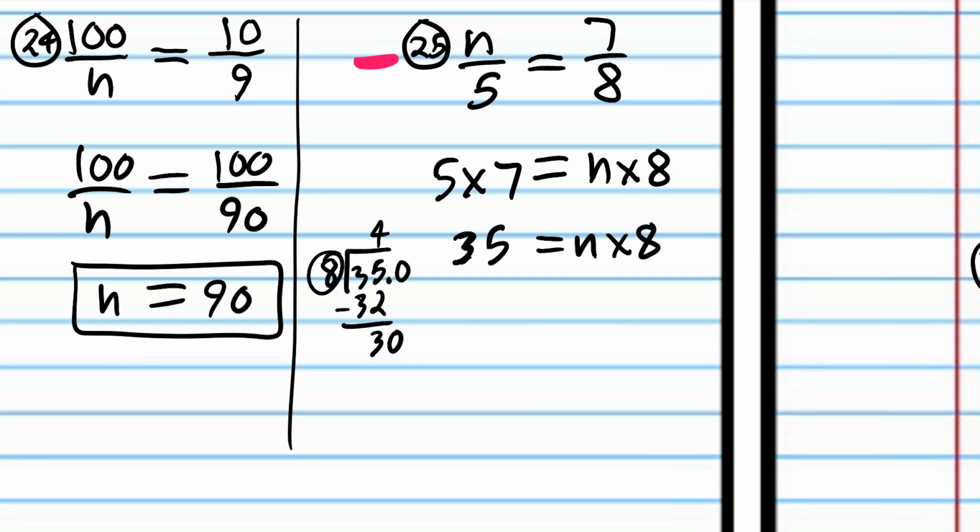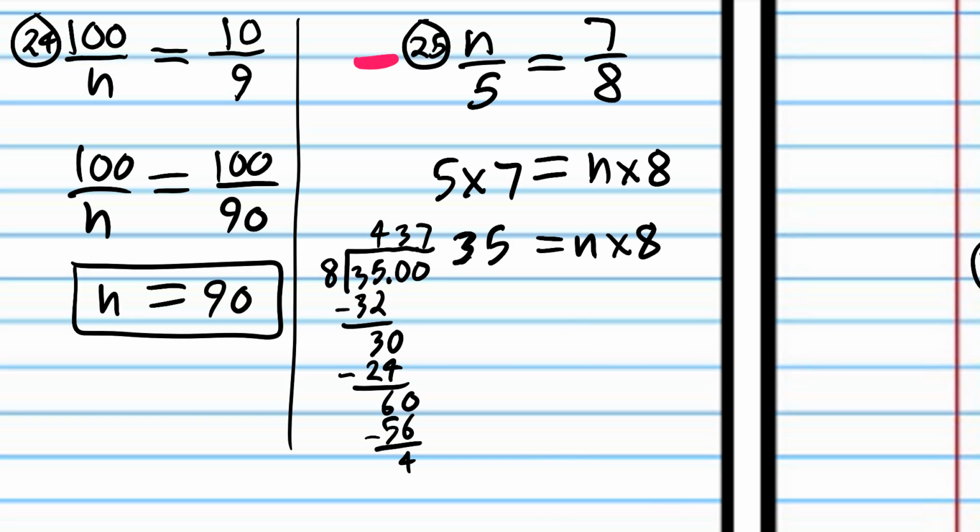8 goes into 30 3 times. 8 times 3 is 24. 30 minus 24 is 6. We have to keep going, so write a 0, bring it down. 8 goes into 60 7 times. 8 times 7 is 56. 60 minus 56 is 4.